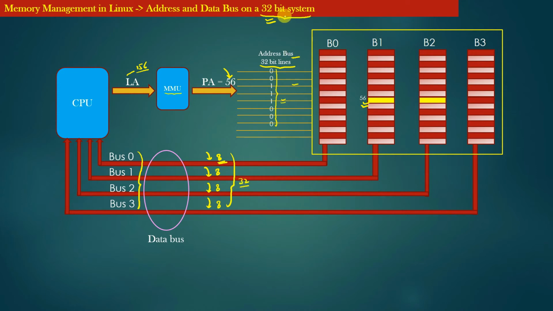So on a 32-bit system, the size of the address bus is 32-bit lines and the size of the data bus is again 32-bit data lines. So you can see that the CPU can perform read and write operations on 4 bytes in total of physical memory in one CPU clock cycle. Why can the CPU read or write 4 bytes of data in one CPU cycle? Because the size of the data bus is 4 bytes. So in this example, the CPU identified memory location number 56 in the physical memory, and the CPU wants to read the values present at address 56 and address 57.